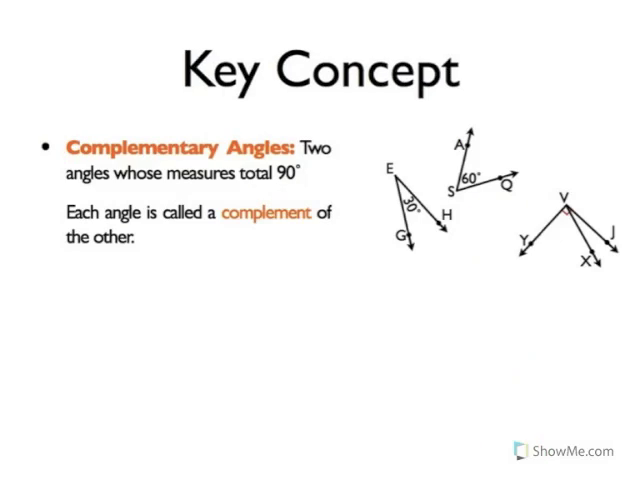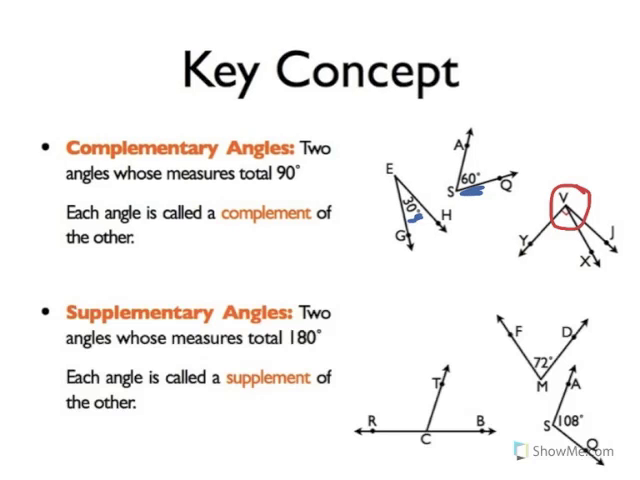You might already be familiar with complementary angles. These are two angles whose measures total to 90 degrees. So you'll notice that 30 plus 60 is 90. And you will also notice over here that since we have a right angle, these two adjacent angles form a right angle, so they are also complementary. We know that their measures will total to 90 degrees.